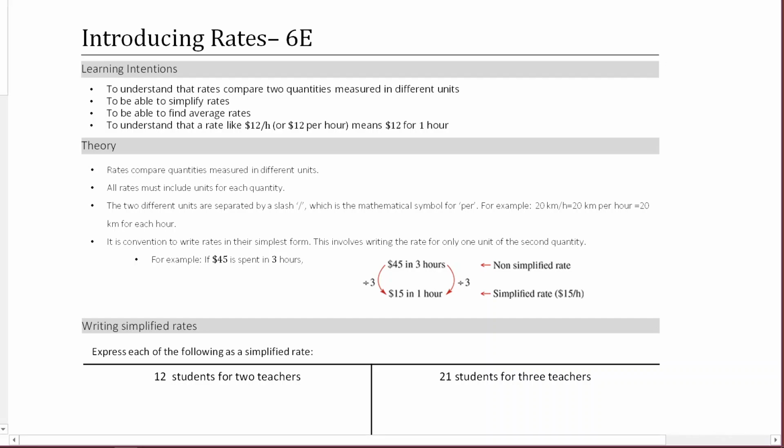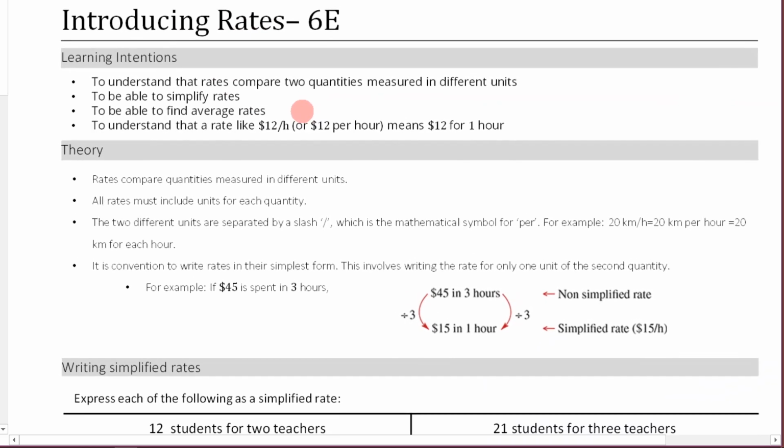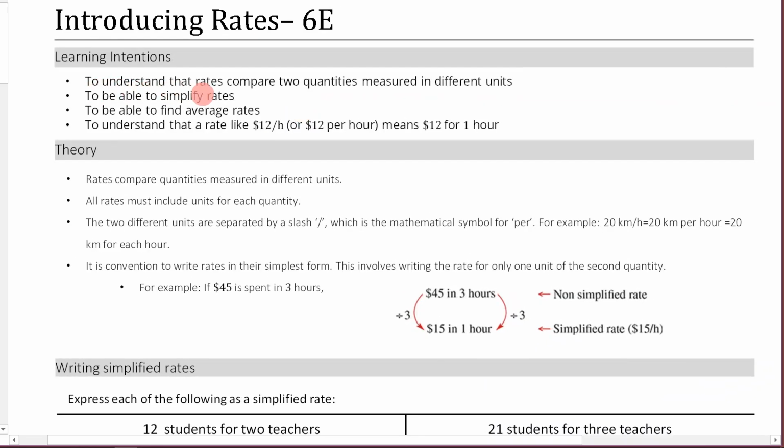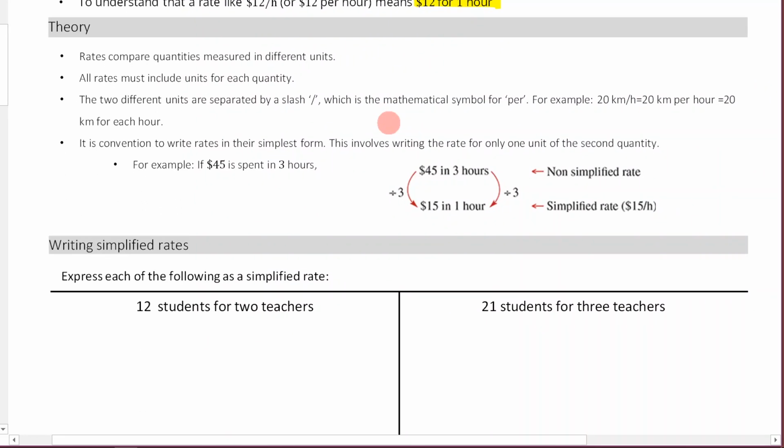Welcome, this is the second part of this lesson and we're talking about rates. So let's read our learning intentions here. To understand that rates compare two quantities measured in different units, to be able to simplify rates, to be able to find average rates, to understand that a rate like $12 per hour means $12 for 1 hour.